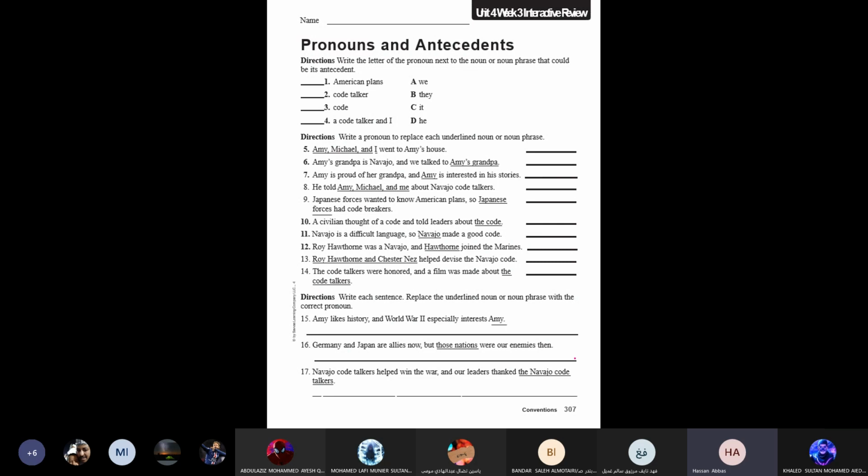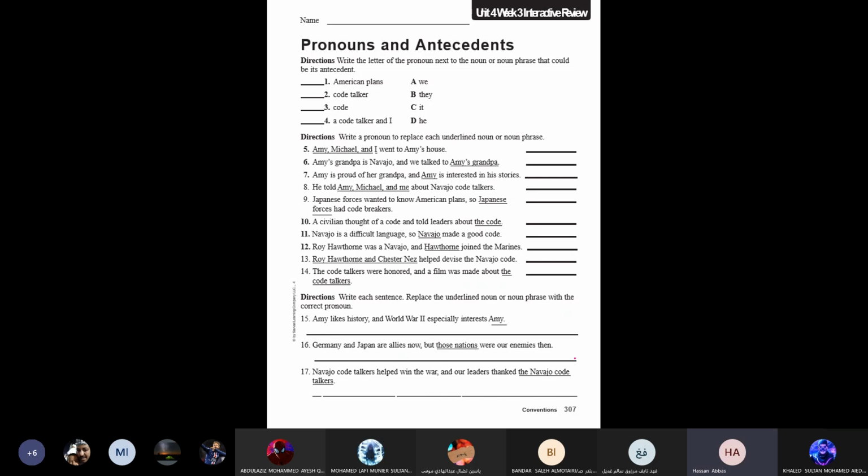Ali, 16. Germany and Japan are allies now, but those nations were our enemies then. Okay, very good. This is "but". What comes after "but"? A new sentence. So this is beginning, mid or end? Beginning. Those nations, is it plural or singular? Plural. Instead of this plural, I use they. So it will be they.